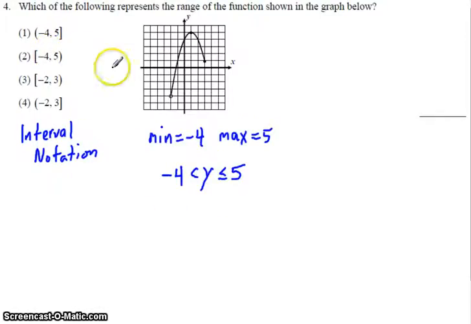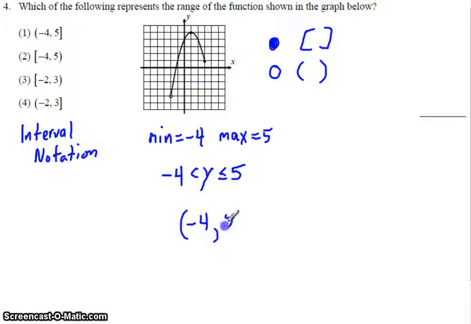You just have to remember what the brackets and parentheses mean. If it's a closed circle at the graph, then you're going to use the square brackets. If it's an open circle, then use the parentheses. So in this case, since the minimum here is open, it should be a parenthesis at -4. And since it's a closed circle at 5, we will use the bracket. So in this case, it's got to be answer 1. Cool, let's move on to the next one.